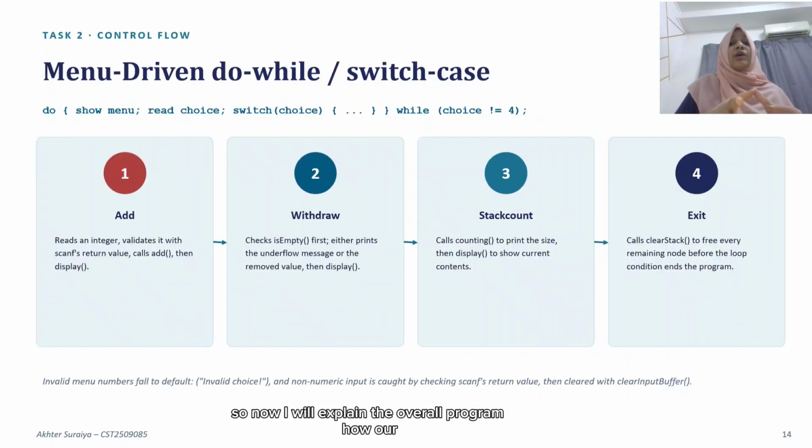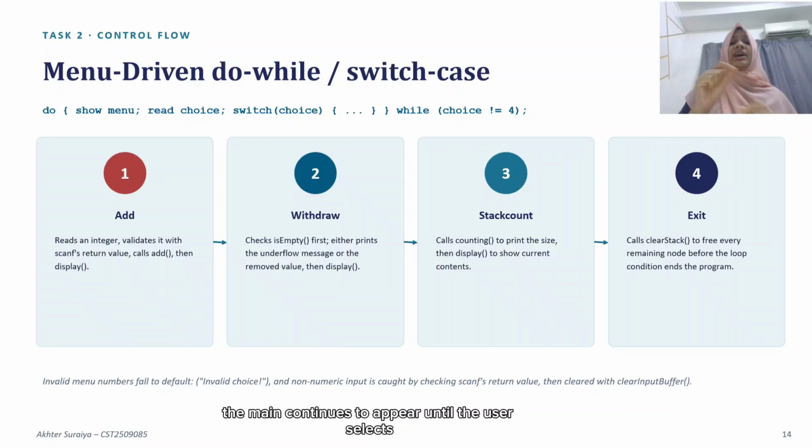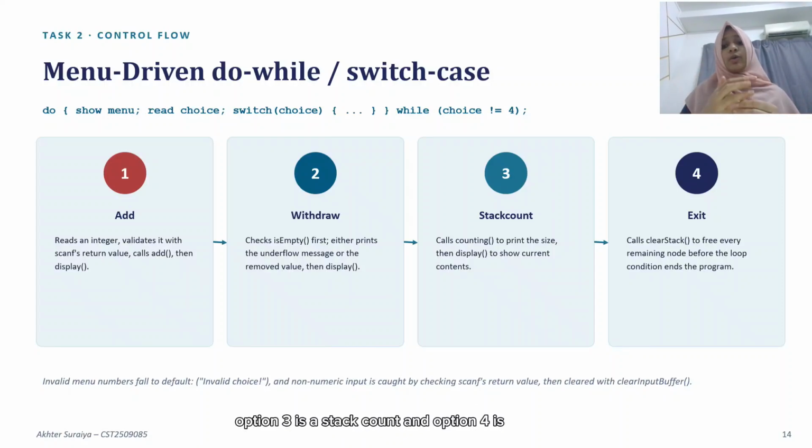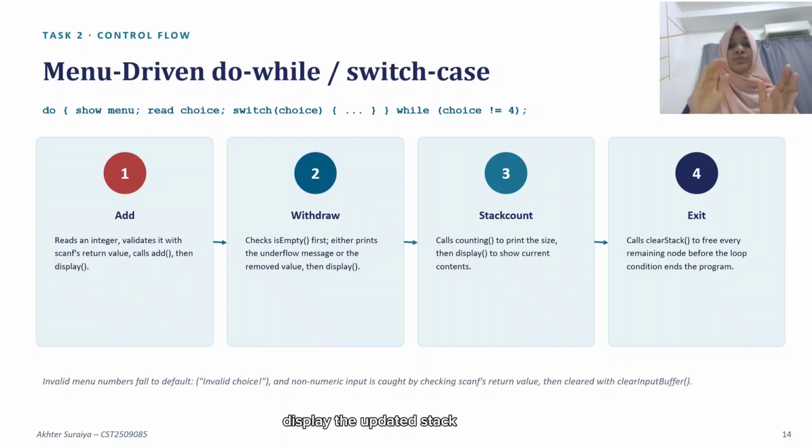Now I will explain the overall program, how our total program works. The program uses a do while loop together with a switch case statement. The menu continues to appear until the user selects option 4. Option 1 is add, option 2 is withdraw, option 3 is stack count, and option 4 is exit. Option 1, the add function, reads a value, calls the add function, and displays the updated stack.